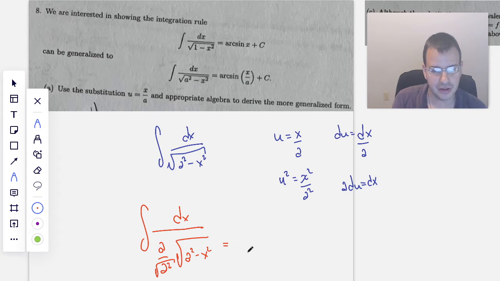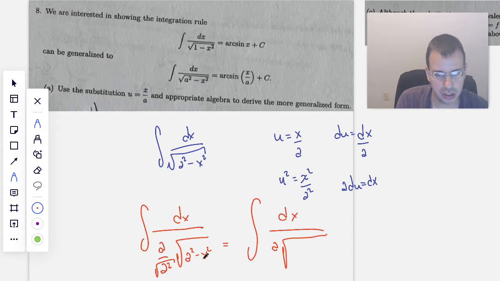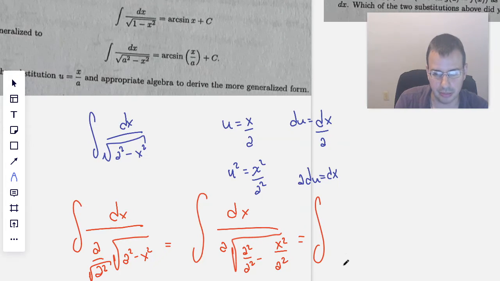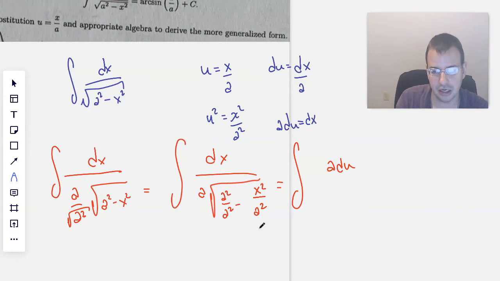We can now combine them. This is now going to be equal to the integral of dx over a times the square root of a squared over a squared minus x squared over a squared. Rewriting this one more time, actually, I'm going to put in that we know dx is a du, so I'll put that in right now. It's a du, and then we're going to divide by a square root. A squared over a squared is 1, x squared over a squared is x over a, squared.